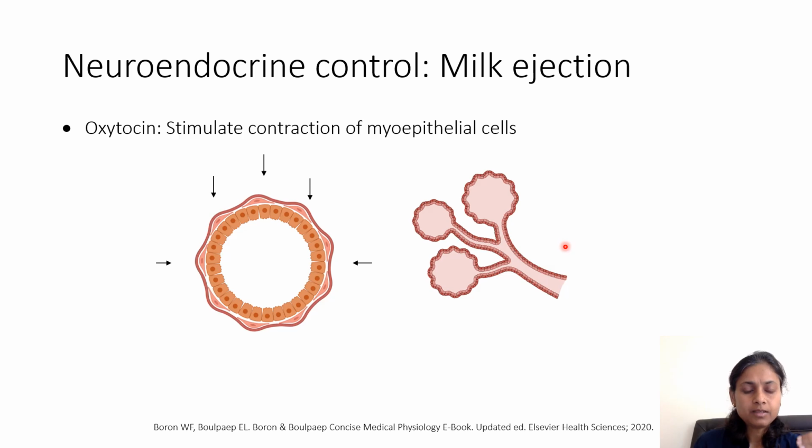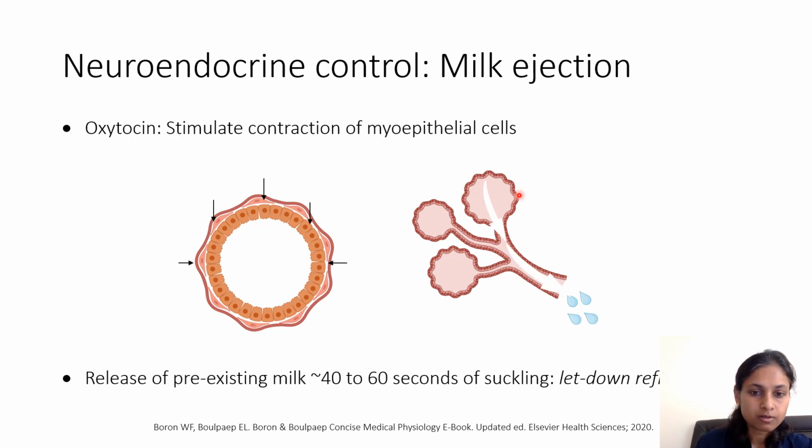Next, we see how oxytocin is released in the neuroreflex. The stimulated oxytocin causes contraction of the myoepithelial cells, which releases the milk, which is called the let down reflex. There's a release of pre-existing milk within 40 to 60 seconds of suckling from the baby.